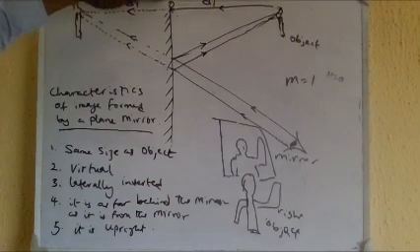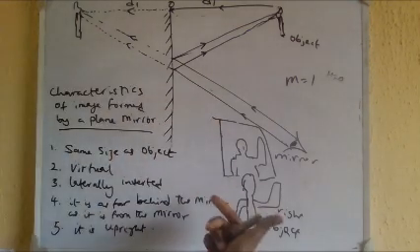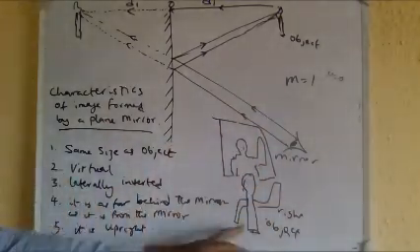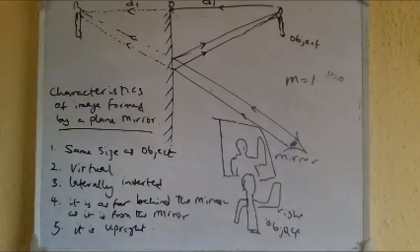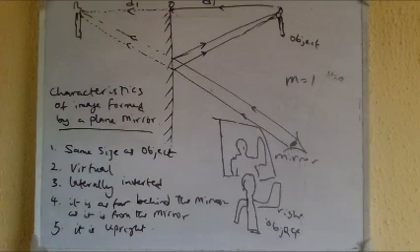The lateral inversion, of course, is sideways. This side comes to this side, it twists. So you are lifting your right hand up as the object, looking at the mirror, while your own image is lifting its left hand. Okay, so it is virtual and the same size as the object.